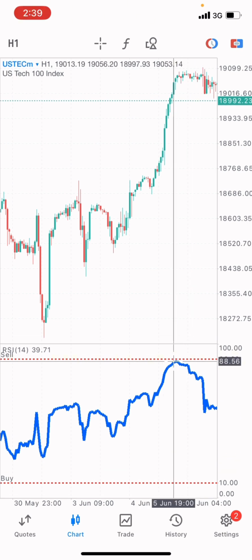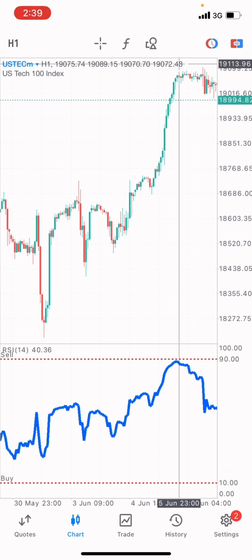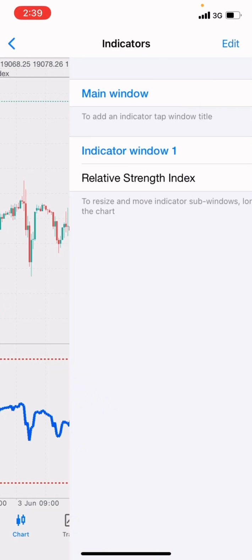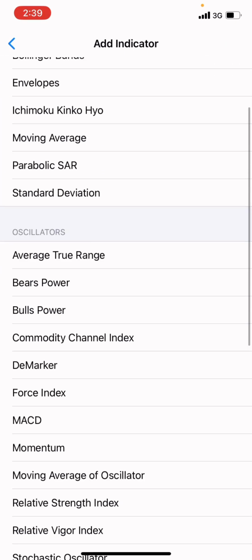If you see at this point right here, this is at the overbought. When you trace it to this point right here, you can see that this market is currently at the overbought level, so you know what to do on this market, right? The next indicator which we're going to be using is the MACD indicator. We put the MACD right here.